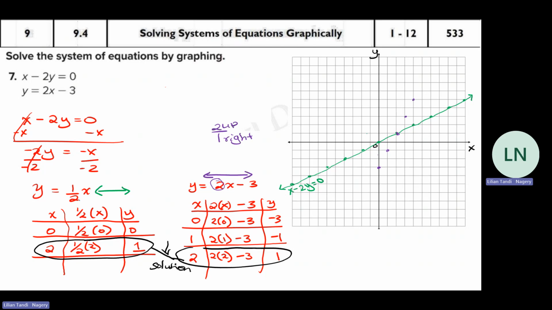This will be 2 to the right, 1 up. Or you do the opposite. 2 to the left, 1 down. On this side, it will be 1 to the left, 2 down. You do the opposite, okay?